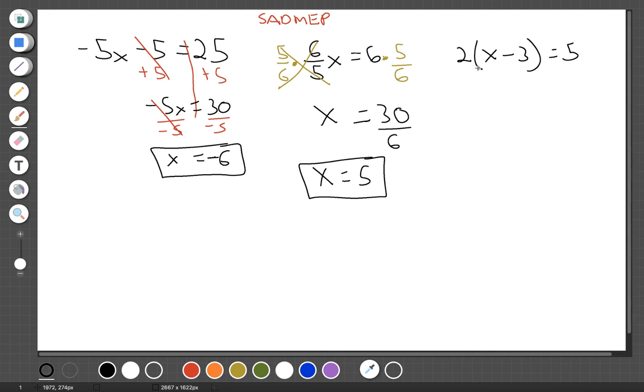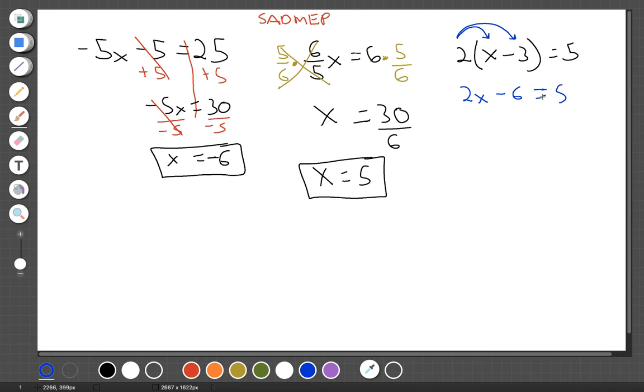Okay. Finally, we have this one. So for this one, what we want to do first, again, I'm thinking about simplifying. Well, I notice that there's this distribution thing that we see. It's a term right before the parentheses. We can distribute this first. That's going to make this a simpler problem to deal with. 2 times x is 2x. 2 times negative 3 is negative 6. Pull down my equal 5.